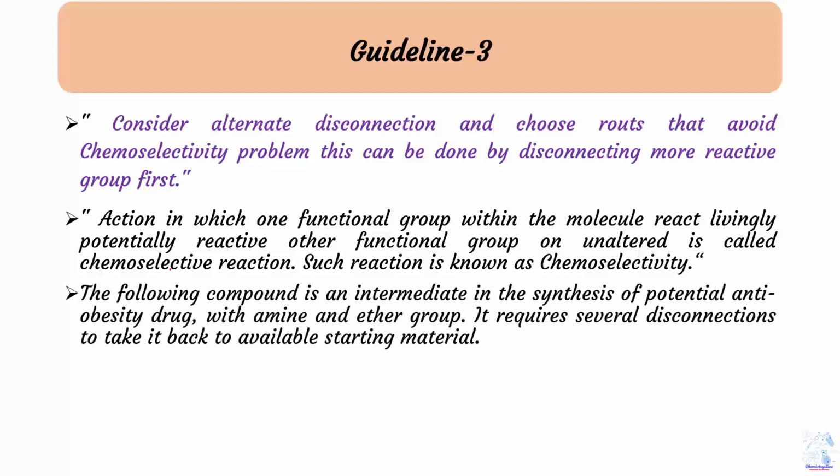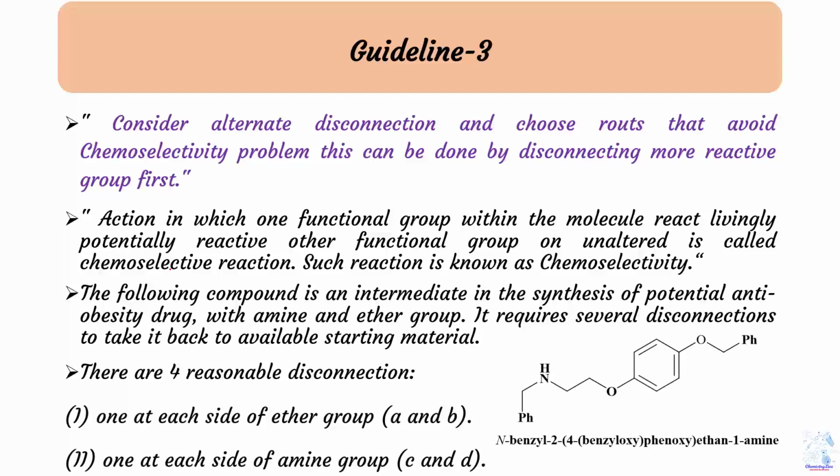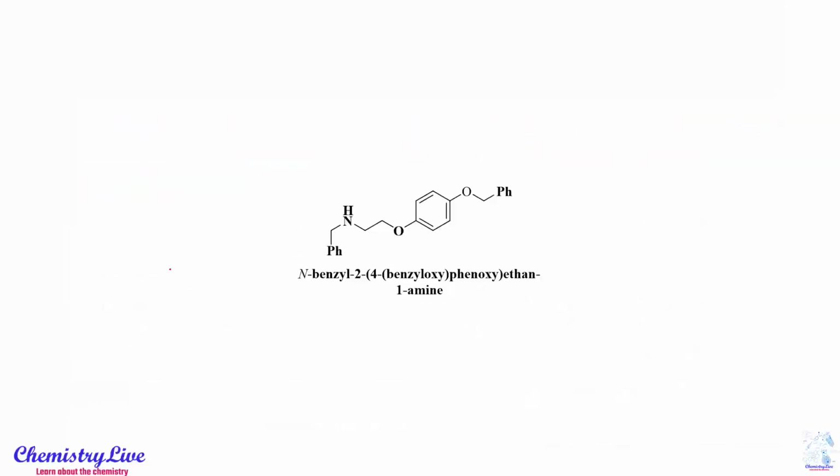The following compound is an intermediate in the synthesis of a potential anti-obesity drug, with an amine and an ether group. It requires several disconnections to get back to the available starting material. There are four reasonable ways to disconnect this one: one at the side of A and B, another at the side of C and D. So what is the side? We will look at the next slide. See here.